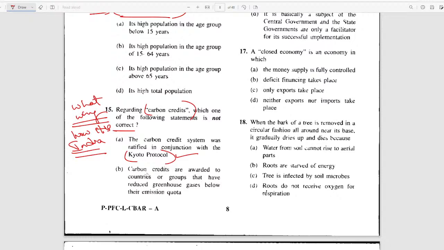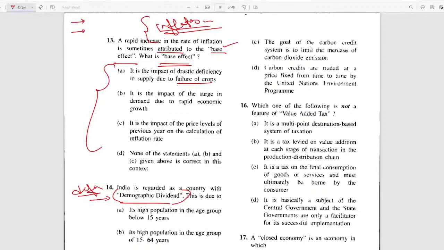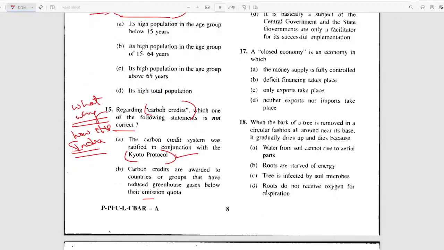Write these things down when you are going through the videos. Carbon credits are awarded to countries that have reduced greenhouse gases. The goal of carbon credits is to limit the increase of carbon dioxide emissions. And carbon credits are traded at a fixed price. So you have to learn about carbon credits: what they are, why they are used, how they are useful, where they are traded and how they are priced. The very first thing is why carbon credits, and what the alternatives are to carbon credits for controlling emissions.